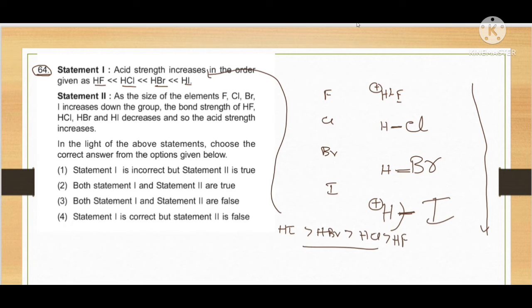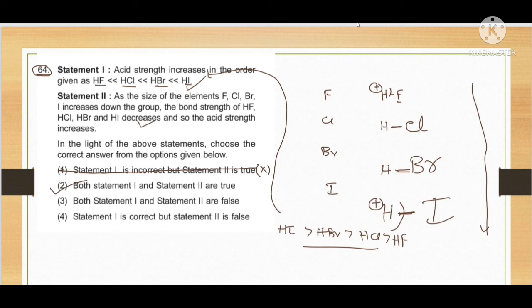So now let us verify the given options. Statement 1 is incorrect: this option is eliminated. Why? Because statement 1 is right according to statement 2. Both statement 1 and statement 2 are true. Yes, absolutely. Statement 1 is true and statement 2 is the correct reason for statement 1. So 1 and 2 are true, so our answer is 2.